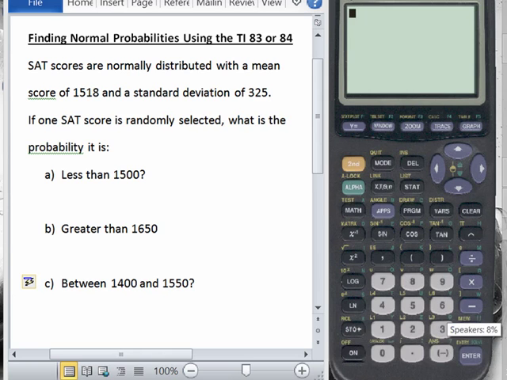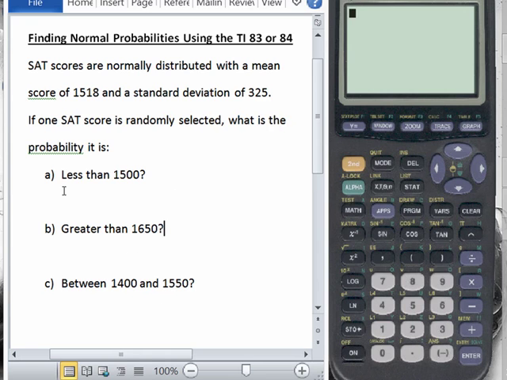Okay, in this video, we're going to look at calculating normal distribution probabilities using the TI-83 or 84 calculator. So let's look at this question. SAT scores are normally distributed with a mean score of 1518 and a standard deviation of 325. If one SAT score is randomly selected, what is the probability it is A, less than 1500, B, greater than 1650, and C, between 1400 and 1550.